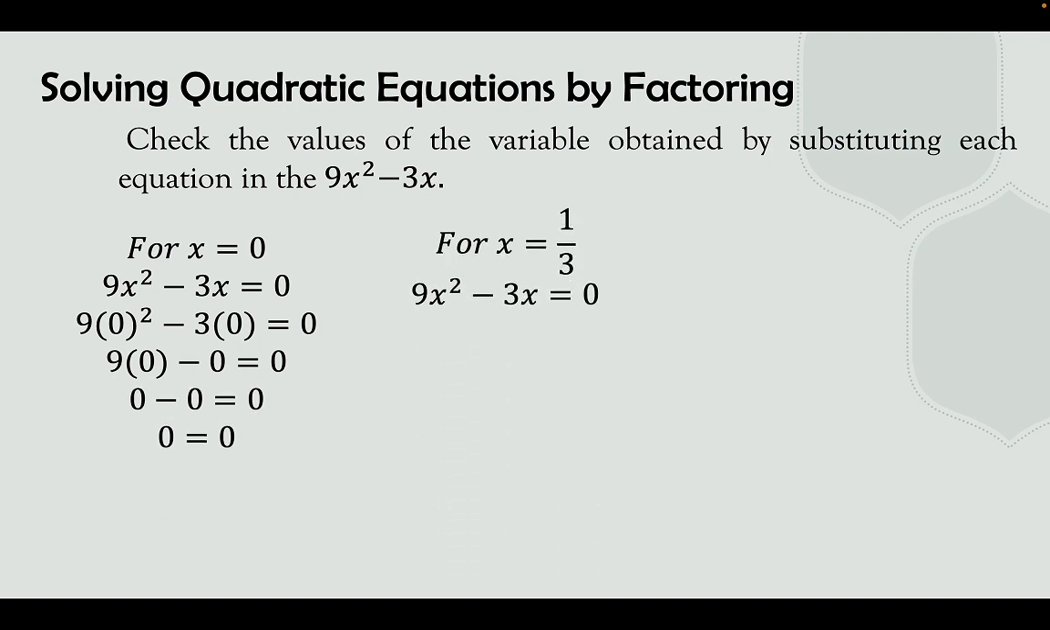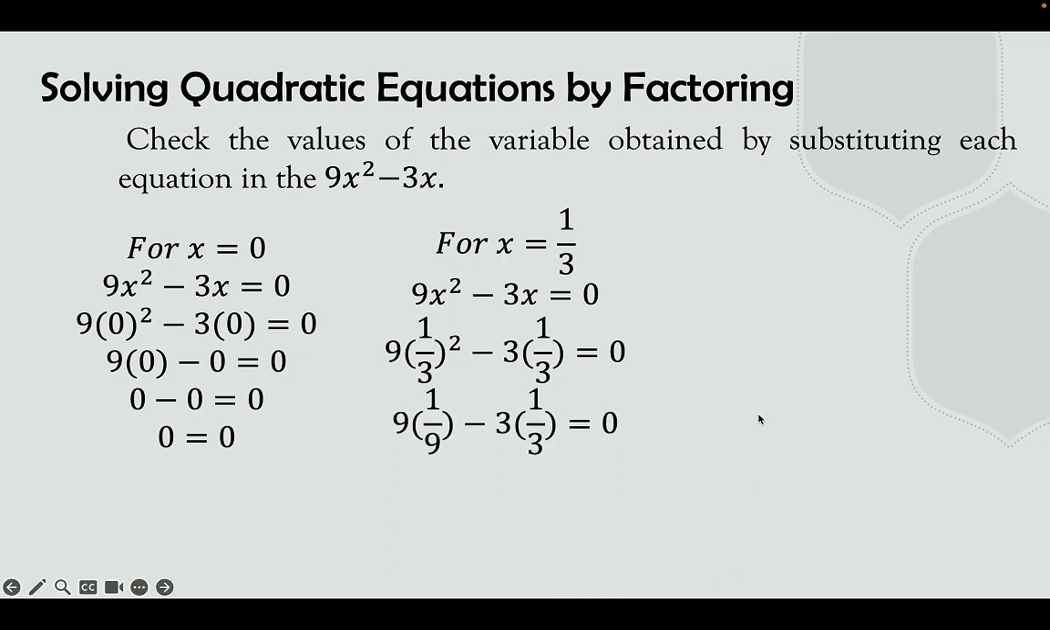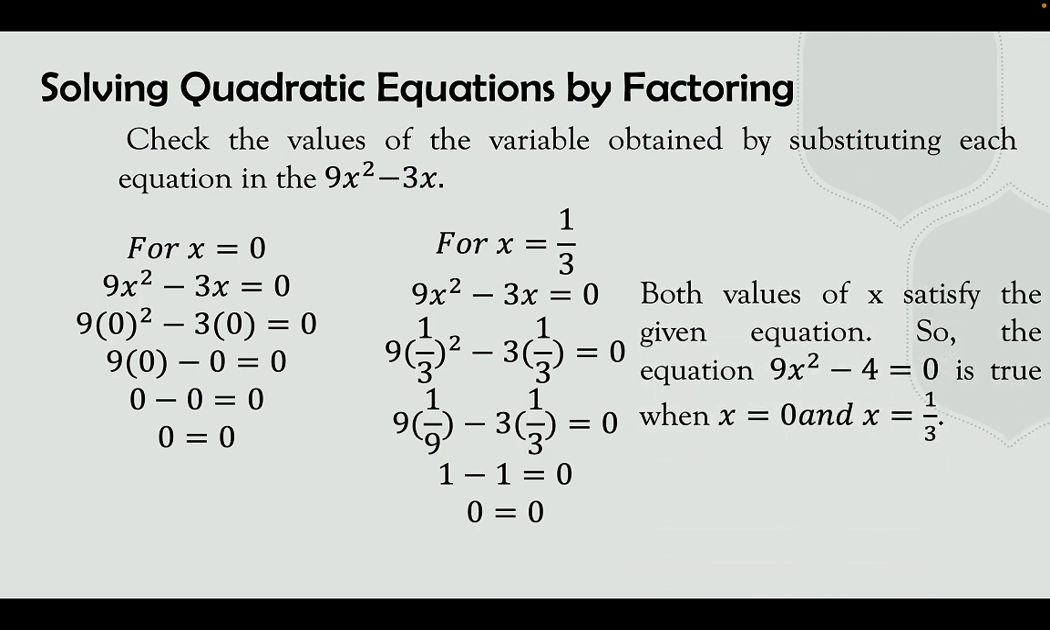Let's try x equals 1/3. So we have 9 times (1/3) squared minus 3 times 1/3 equals 0. So we have 9 times 1 squared is 1, 3 squared is 9. To simplify this one, we can cancel 9 and 9, and then this one also 3 and 3. So we have 1 minus 1 equals 0. That is 0 is equal to 0. Both values of x satisfy the given equation.